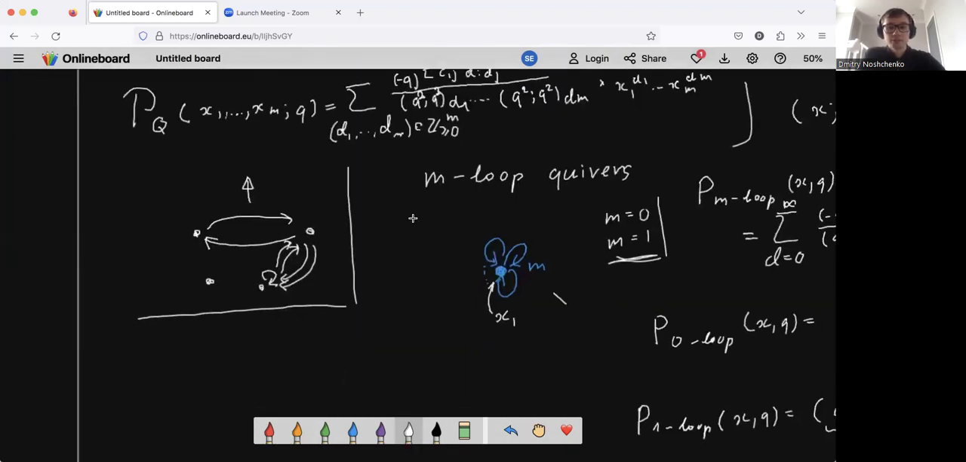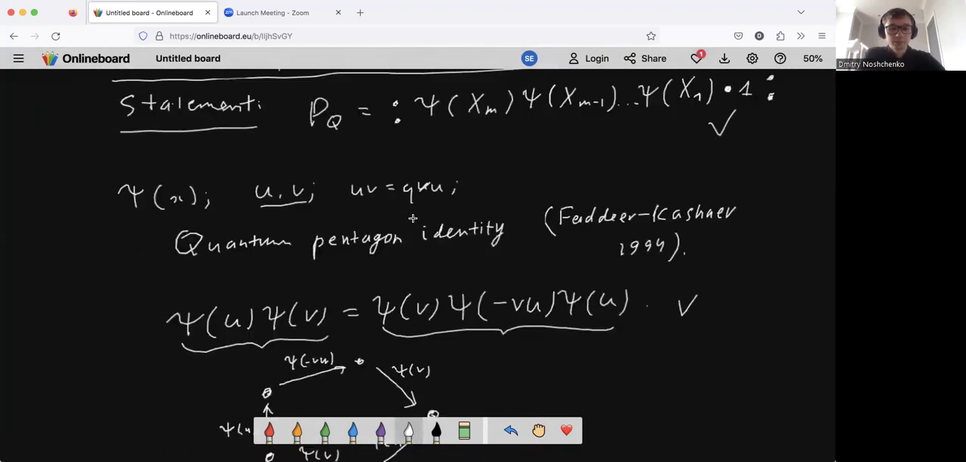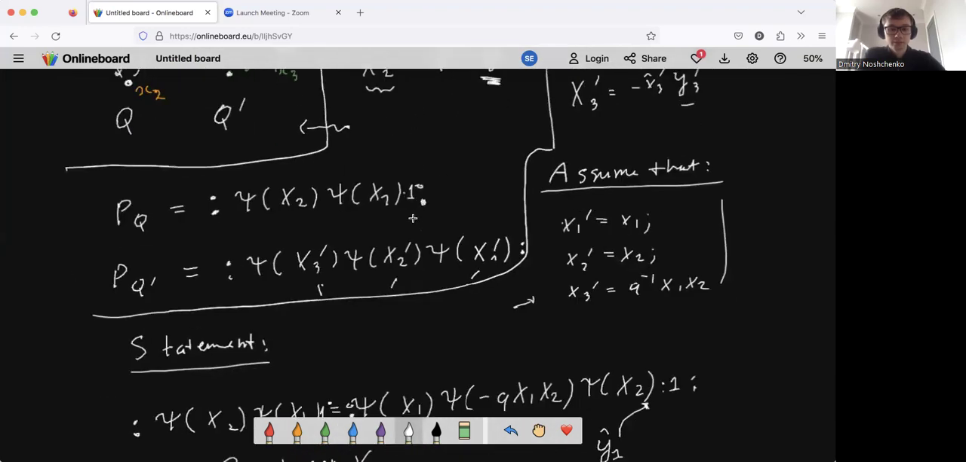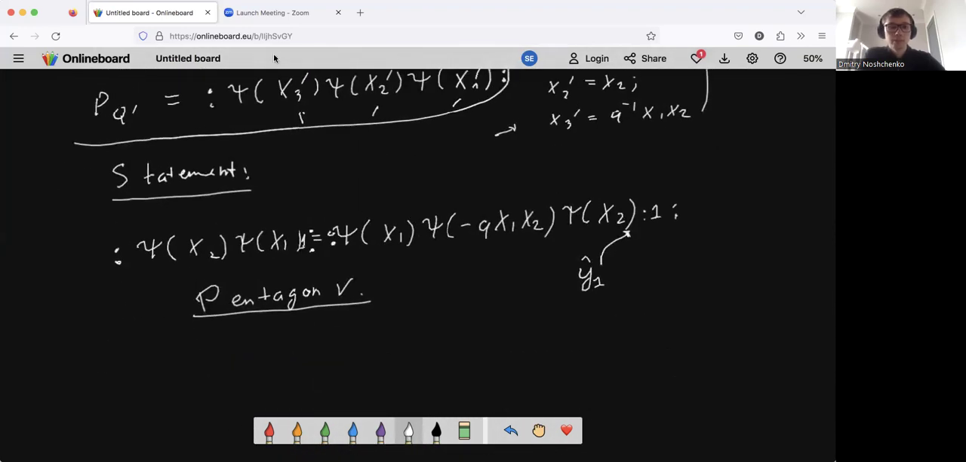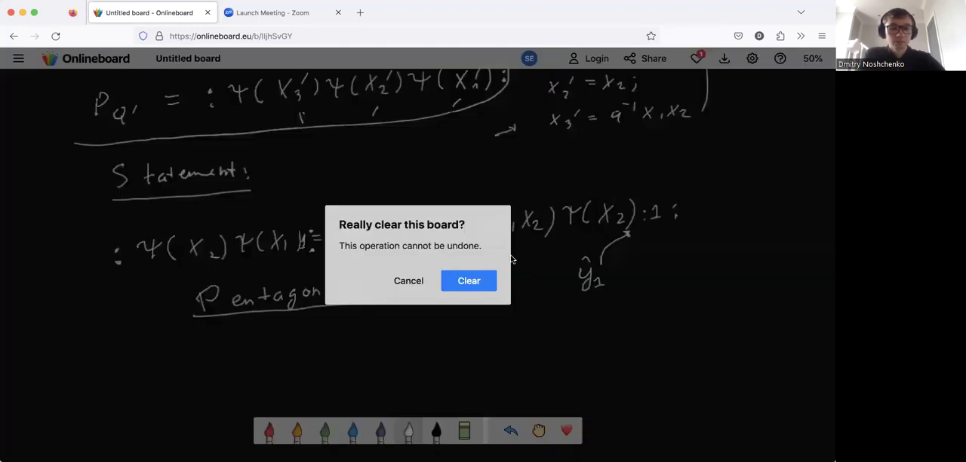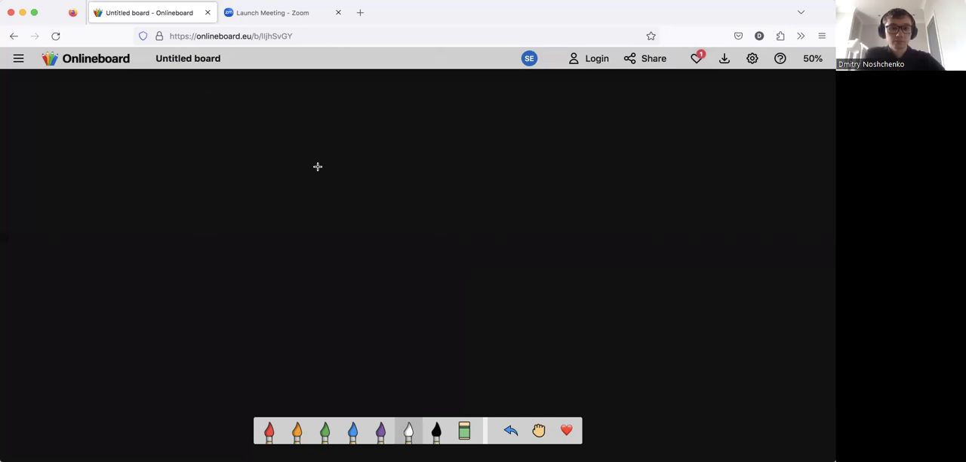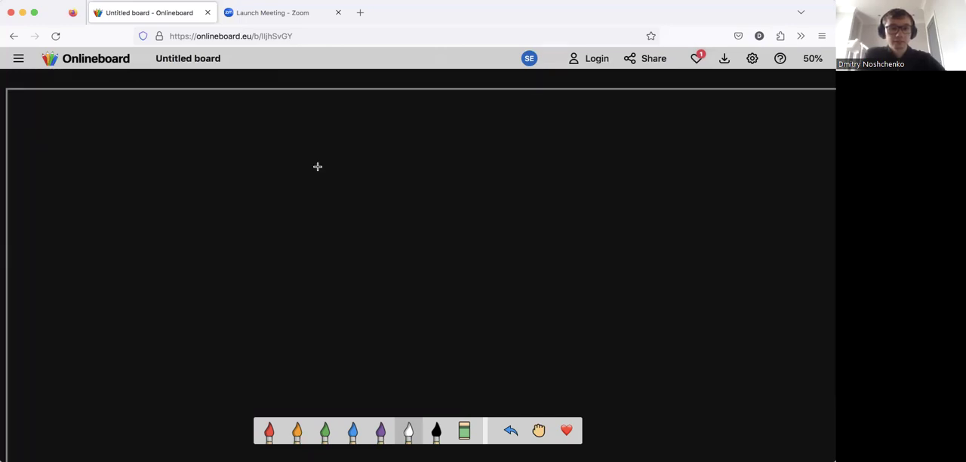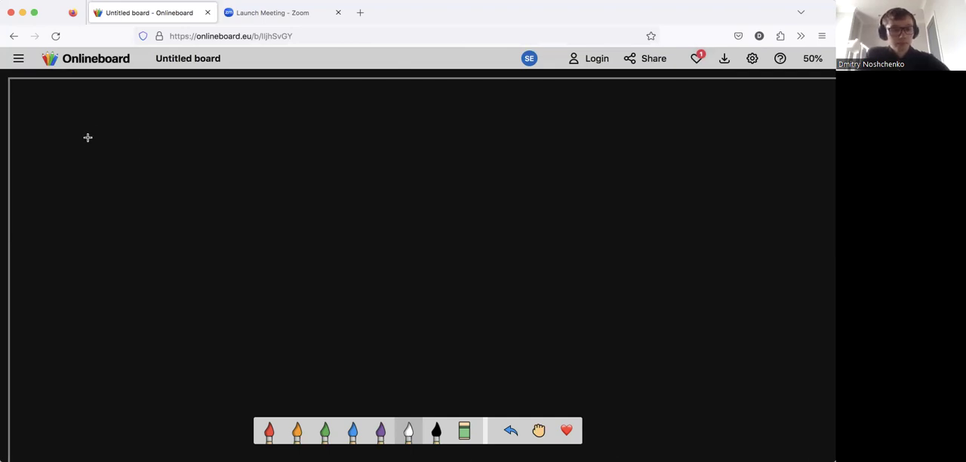So I'm just thinking I'm going to erase that. And maybe I'll just erase the board. So here I'll just write again this pair of quivers. So now we want to make it more general.